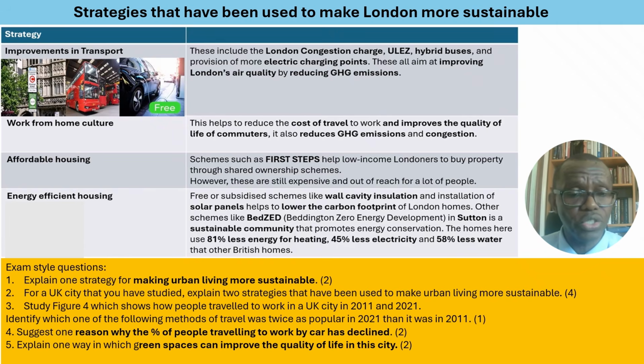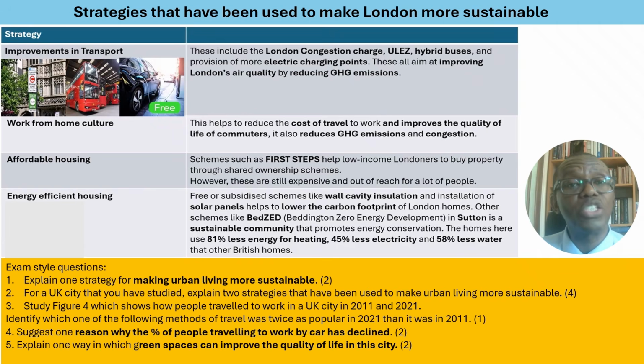Now, what kind of questions are you likely to get on how to make London more sustainable? So number one here is to explain one strategy for making urban living more sustainable. So you'd pick out of these strategies we've talked about and explain it. And then for a UK city you have studied, explain two strategies that have been used to make urban living more sustainable. So again, you pick two this time. Study figure 4, which shows how people travel to work in a UK city in 2011 and 2021. Of course, this here was a multiple choice question where you had options to pick from.